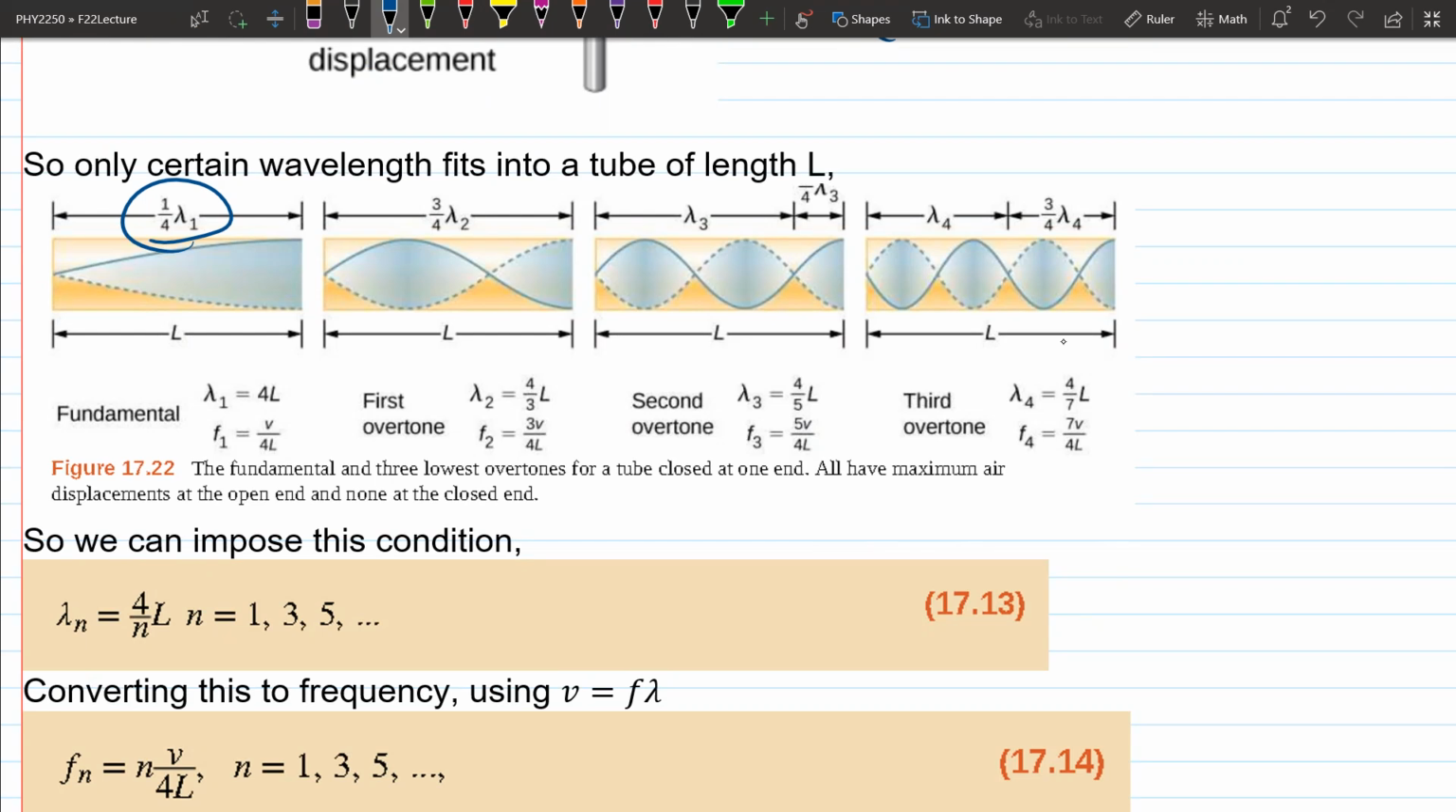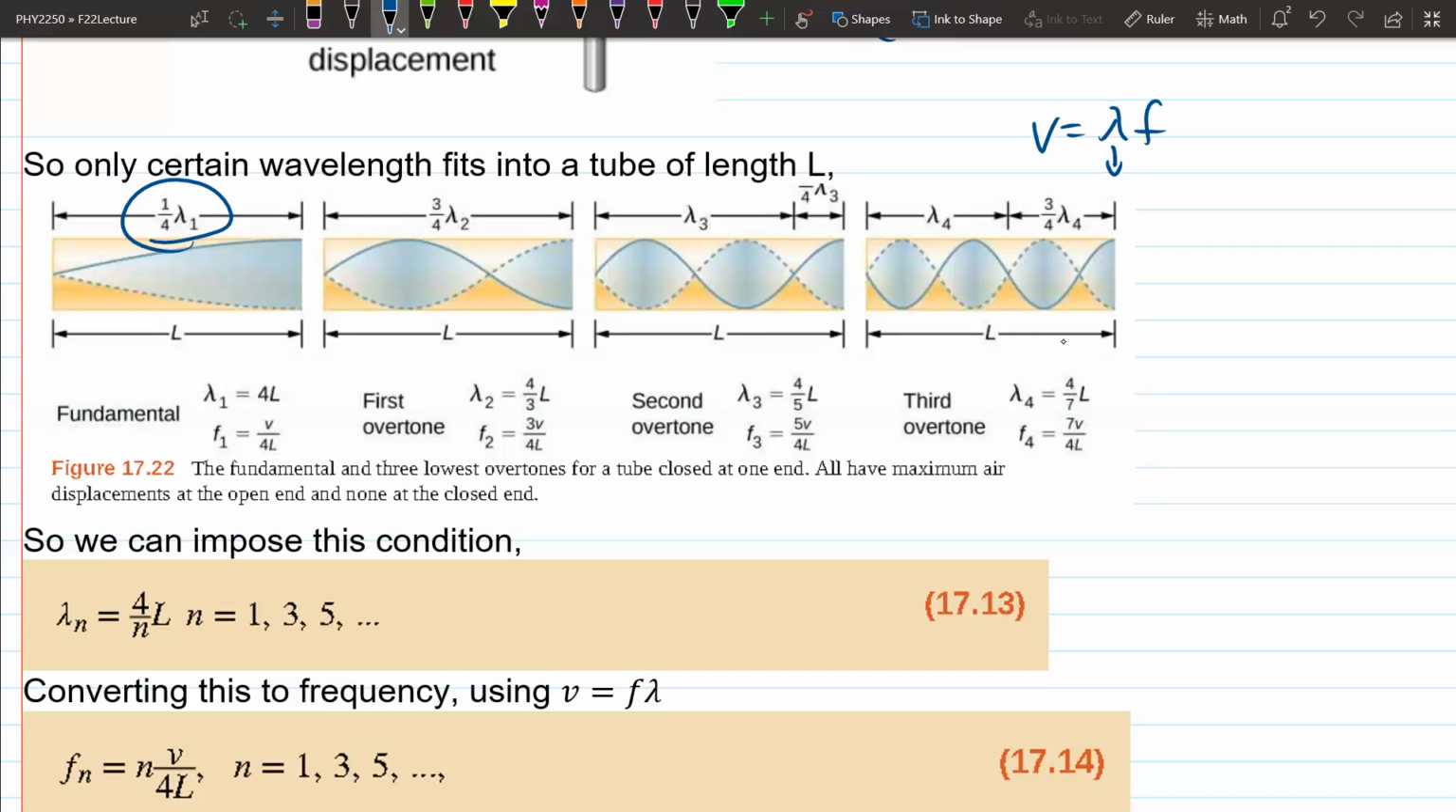So as you increase the number of wavelengths you fit into the tube, you're decreasing the wavelength of the sound that you're making. When you decrease the wavelength of the sound, what happens to the frequency of the sound? If the speed of sound is constant, it gets higher, right? Remember that the speed of sound is always wavelength times frequency.